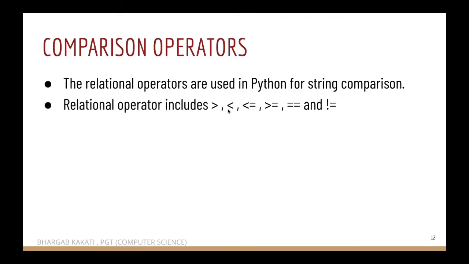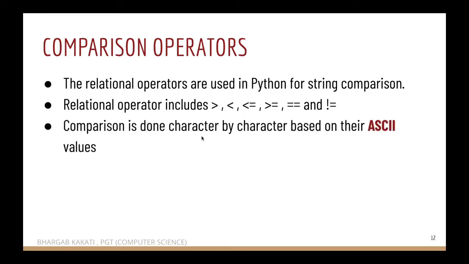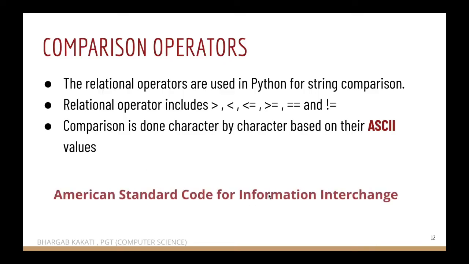Now relational operators, as we already know, include greater than, less than, greater than equals to, less than equals to, not equals to, etc. This symbol is called not equals to, this is known as equals to. Comparison is done character by character based on their ASCII values. This part is very important. Now how will the comparison be done in case of strings? In case of numbers, we can easily say that some number is greater than the other, but how will the comparison be done in case of strings? In case of strings, the comparison is done one character at a time by using the ASCII values.